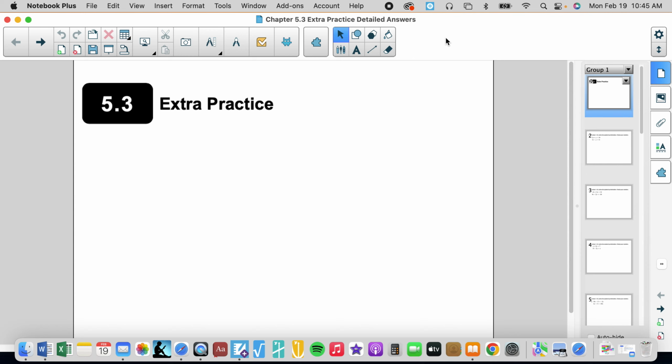Chapter 5.3. Chapter 5 continues to work with systems of equations, solutions to equations, and what point or points of intersection they share. In this section 5.3, we're still going to use elimination, but this time we're going to use a different technique. In 5.2, we used substitution. We isolated for one variable and then substituted that equivalent expression to eliminate one of the variables, so we only had one variable.